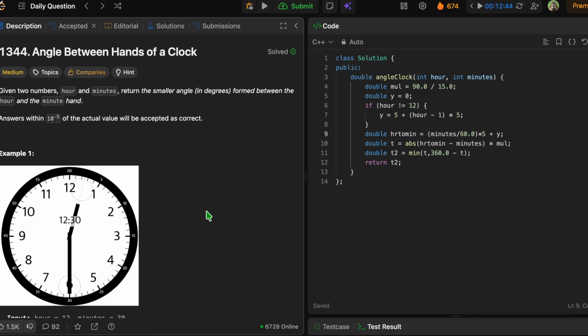So let's look at this code. We will be given integer hour, integer minute. We need to return the double angle. Double is the data type. So as we already discussed, a 1 minute gap will have 90 by 15 degrees. So I stored that into the mul variable. It is a multiplier, so I named it like that.